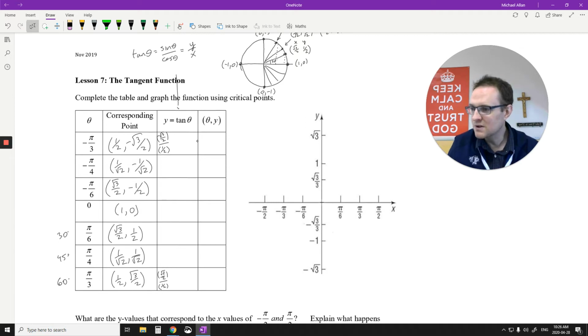You take the reciprocal, you're going to multiply it. And by doing that, the 2's cancel out. I'm left with negative root 3. Negative root 3. Okay.